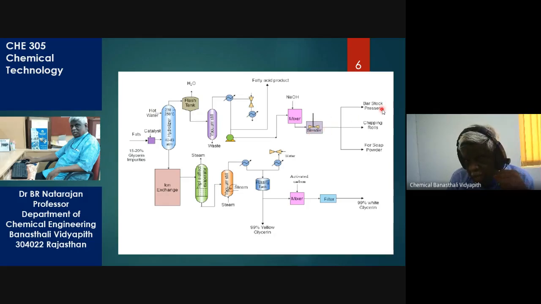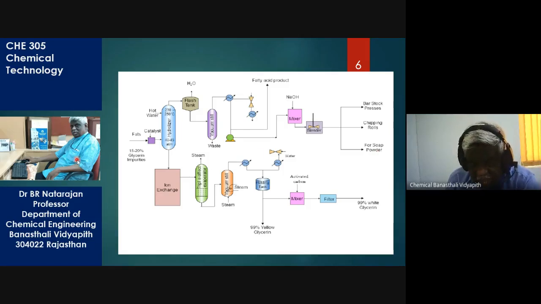Now, I may make it into a soap bar, or I may make it into chipping rolls, or I may make it into powder. So I have all three options. I may make a soap bar, or small flakes of soap, chipping rolls, and the third one is I can make it into a soap powder.